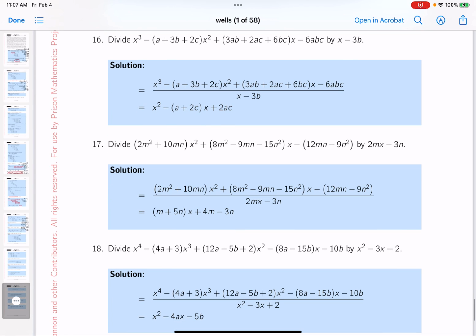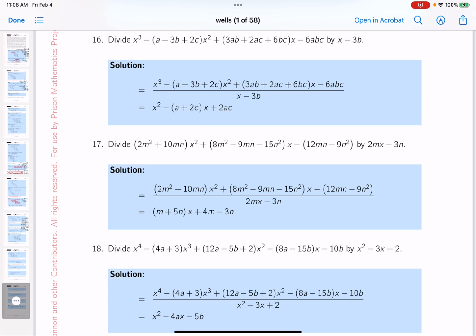Okay, we're on 16 now, and it's the same theme over and over again. But again, it's maybe practicing long division until you start to see the pattern. You practice multiplication, you practice addition, subtraction. You probably should practice polynomial long division.